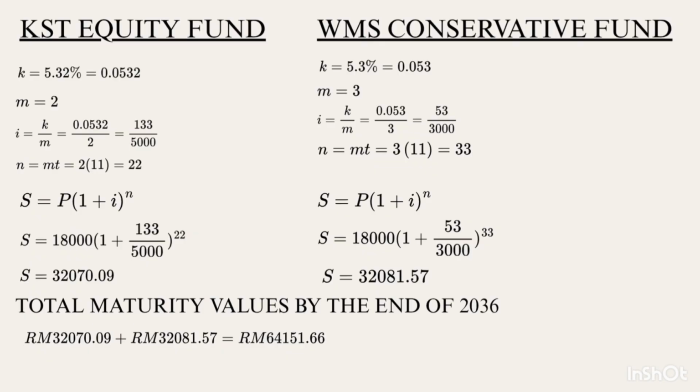So to work out the total maturity value by the end of 2036, we need both of these investments combined. So grab 32070.09 and combine it with 32,001.